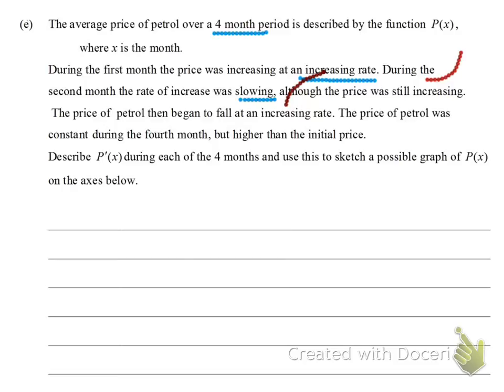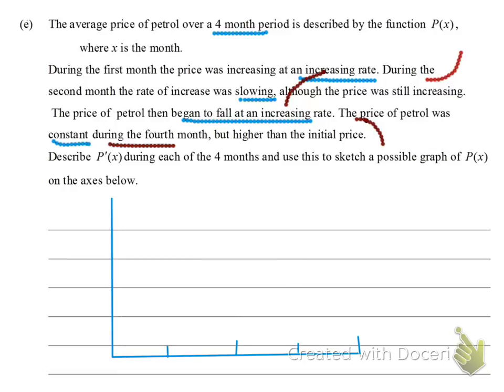Then the third month, it began to fall at an increasing rate. So it started falling slowly and then increased more rapidly. And last, the price of the petrol was constant, but it was higher than the initial price. So, started off, here's your first month, tag on your second month, tag on your third month, and do your fourth month. And they're going to give you excellence for that. It's ridiculous. Okay, there's question 1.